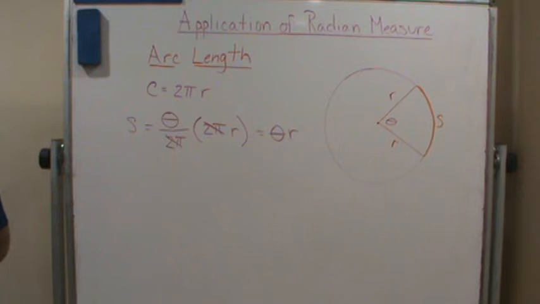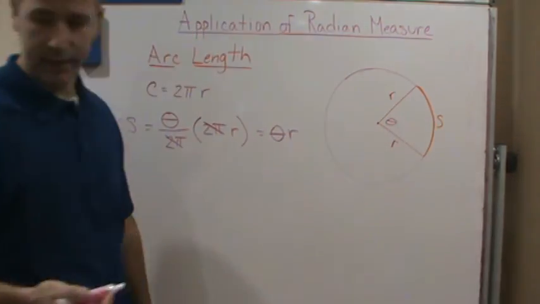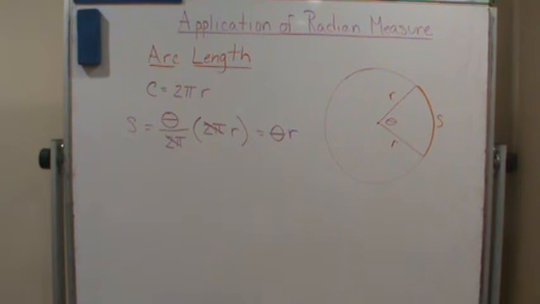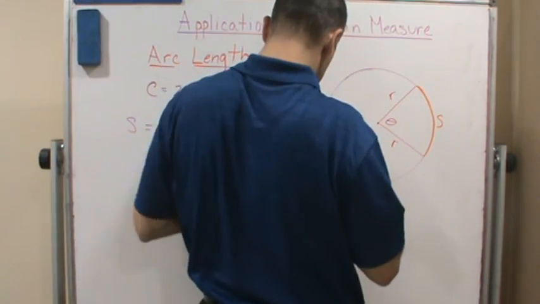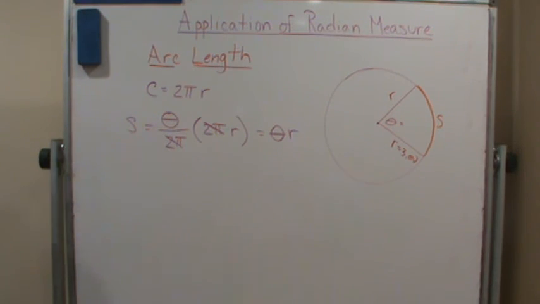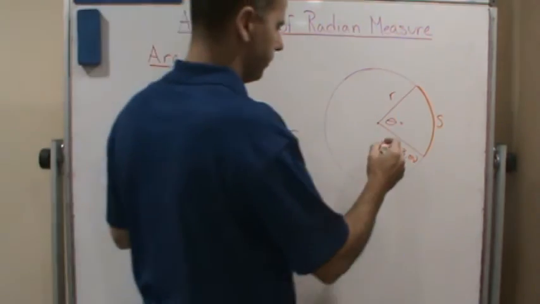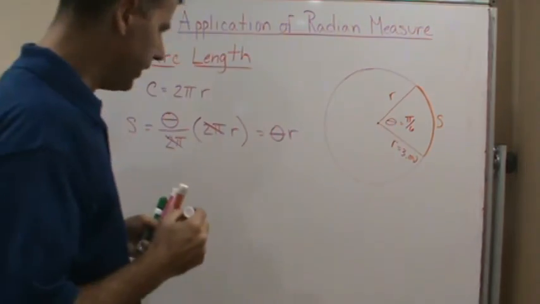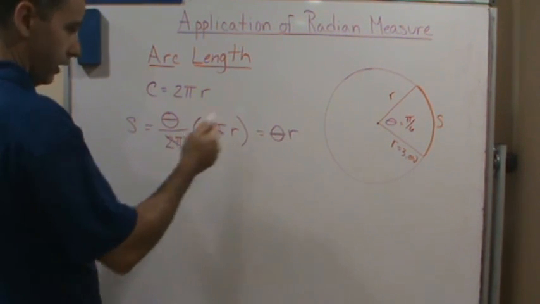Okay. So now, let's do an example. It says find the length of the arc on a circle of radius 3.00 inches, for which the central angle theta equals pi over 6. In this case, the radius is 3.00 inches, so r is equal to 3.00. Theta is pi over 6. And they want to know what the length of the arc of the circle is.